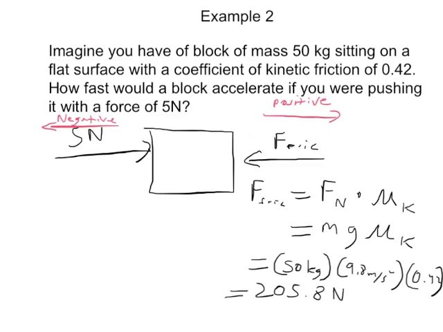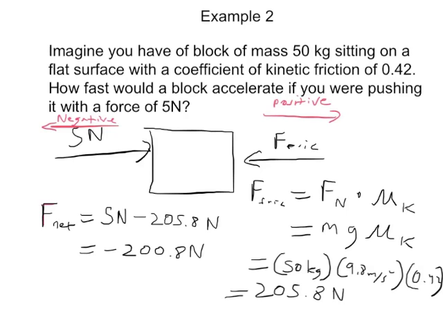So, to calculate the net force, you would have the 5 newtons you're exerting minus the 205.8 newtons that the force of friction is exerting on the box. So this means you will get negative 200.8 newtons as your F net. Okay, so we have a net force acting in the negative direction, and this is fine. All this means is that we're going to have a negative acceleration.